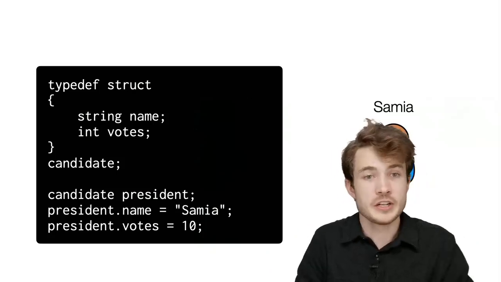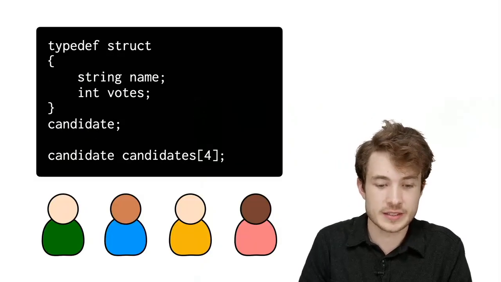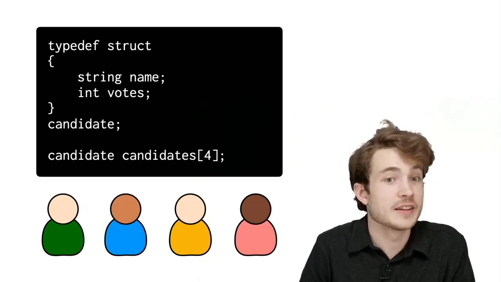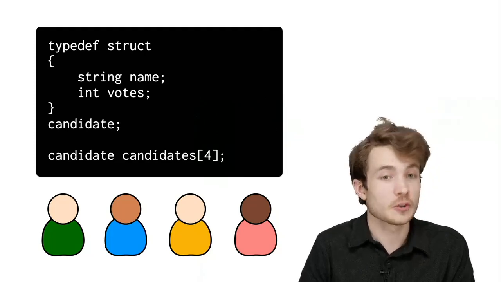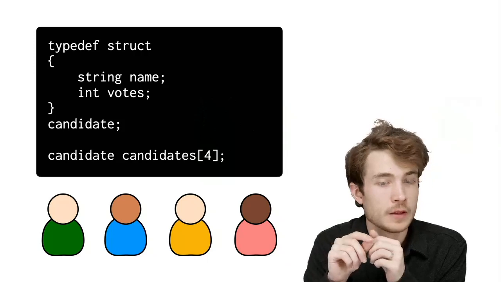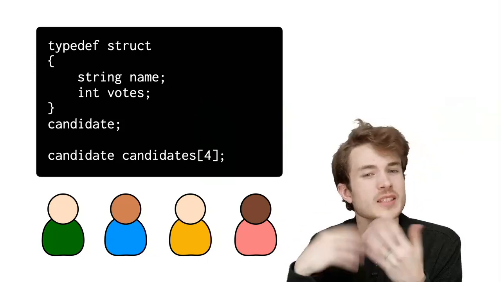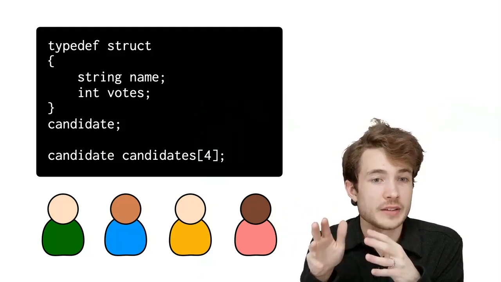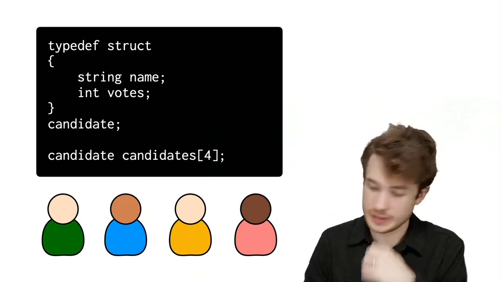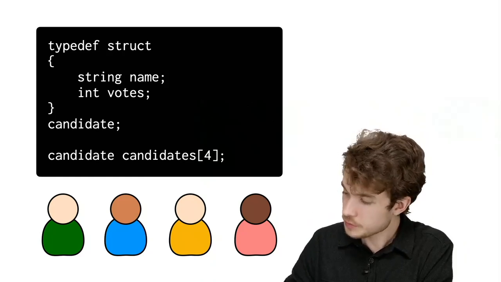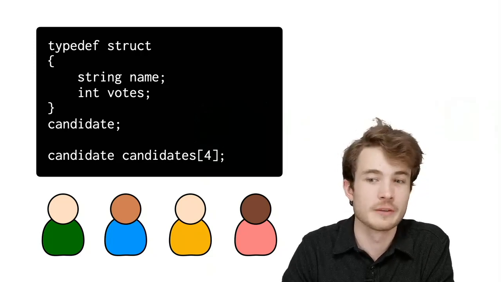And even further here, I could try to create my very own array of candidates. I could say, in this case, candidate candidates bracket 4. Now, to be clear here, what I've done is I've created an array called candidates, plural, that stores 4 elements. But what elements will it store? Well, in this case, those that are candidates. So you can see the type still comes first, but then we have the name followed by brackets and the number of candidates here. So questions then on the syntax of these arrays, or these structs here.